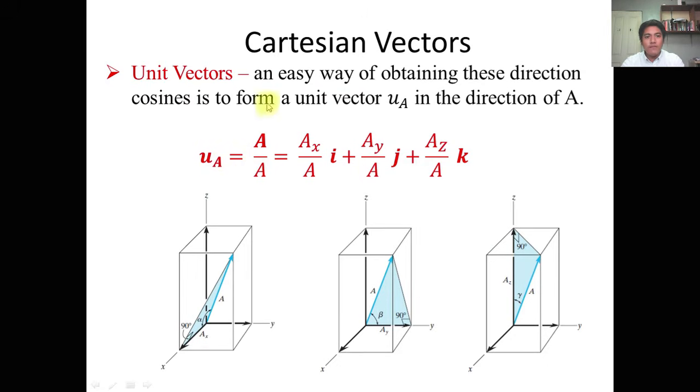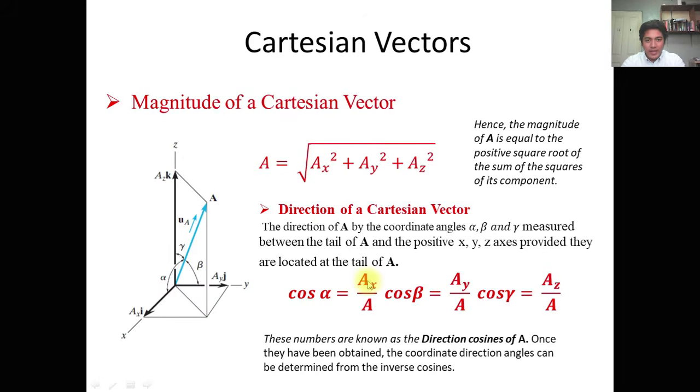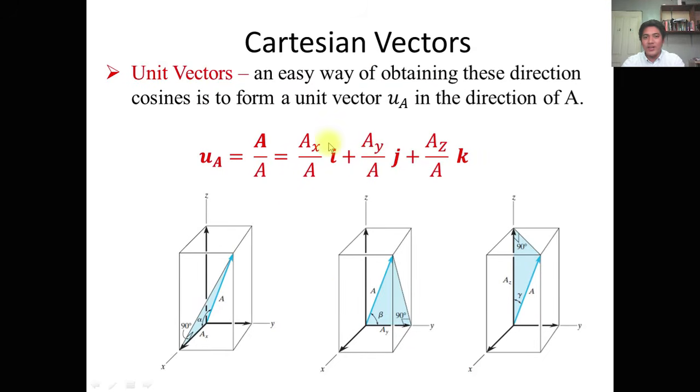And that is simply the vector A divided by the magnitude of A. So a vector divided by a scalar results in a vector quantity. And as you can see here, each of the components is divided by its magnitude. So a_x over a, a_y over a, a_z over a. So we have i, j, k directions here, because that is a unit vector. So this a_x over a, as you can see, is simply the cosine of alpha, as you can see here a while ago.